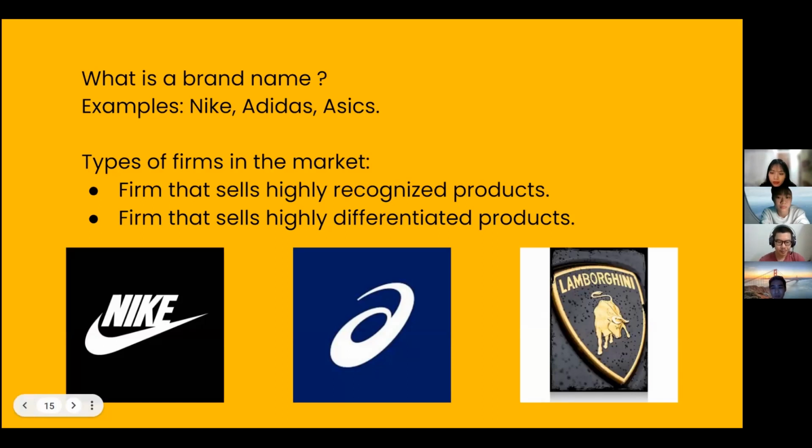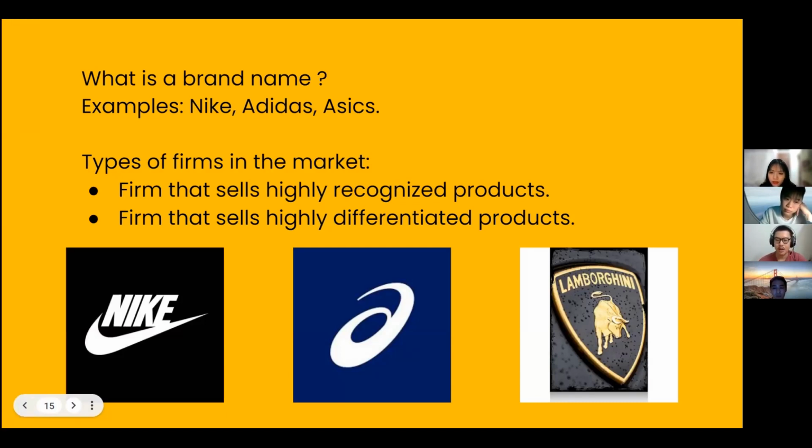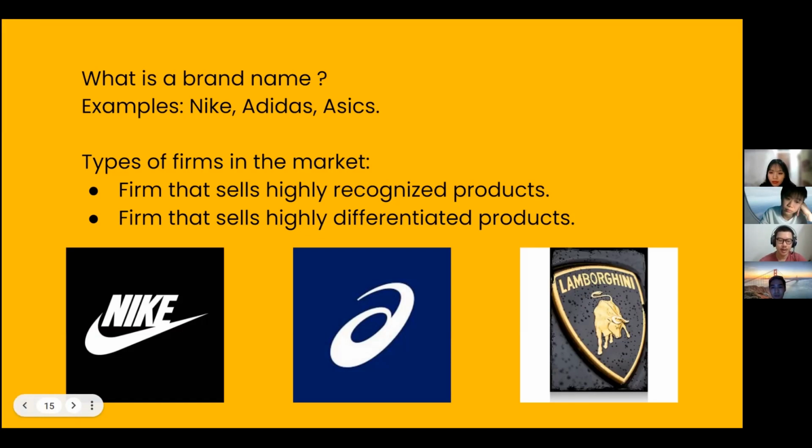For the example here, we have three brands: Nike, Asics, and Lamborghini. Nike and Asics are two sportswear brands. They produce sneakers and athletic wear. And Lamborghini makes sports cars and luxury cars.